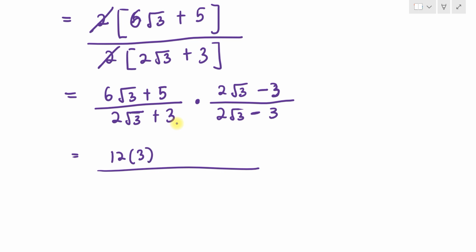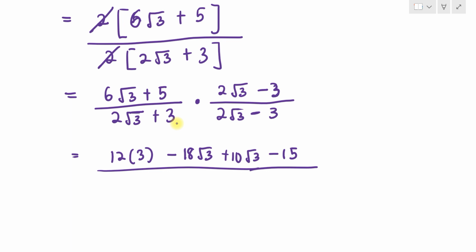√3 cancelling each other. Surd 3 multiply surd 3, it is surd 9. And then you get 3. Okay. Then 6√3 minus multiply with negative 3. This part, okay. So you get minus 18√3. And then 5 times 2 is 10√3. And then 5 multiply negative 3 is negative 15.